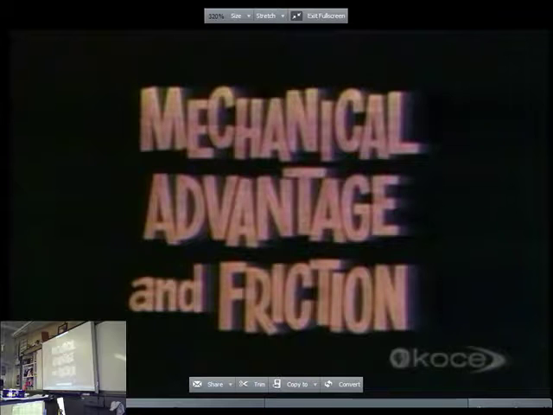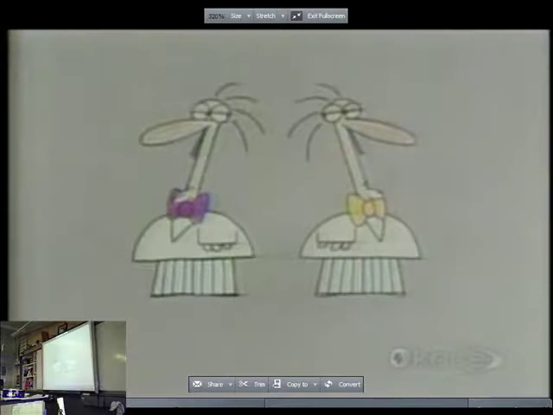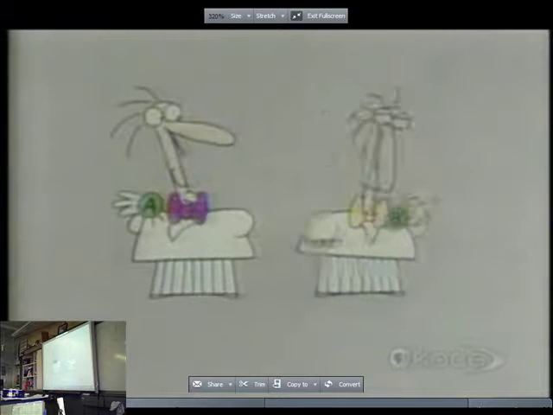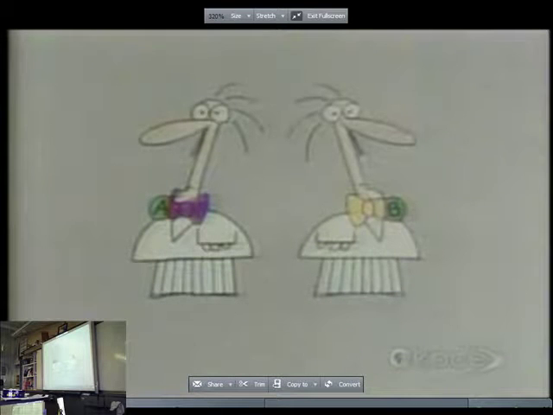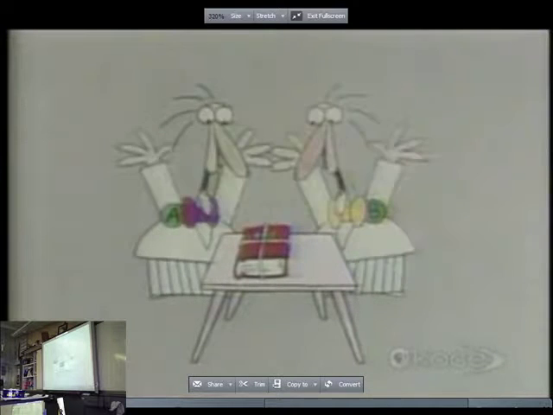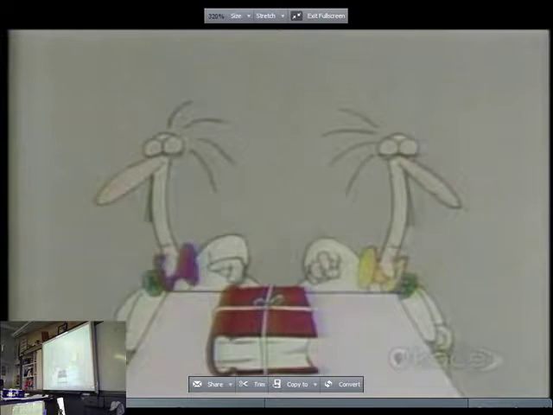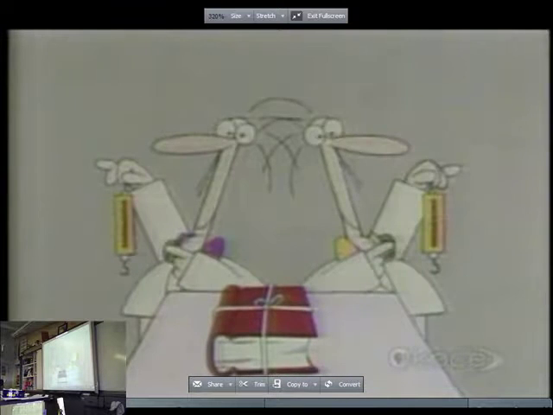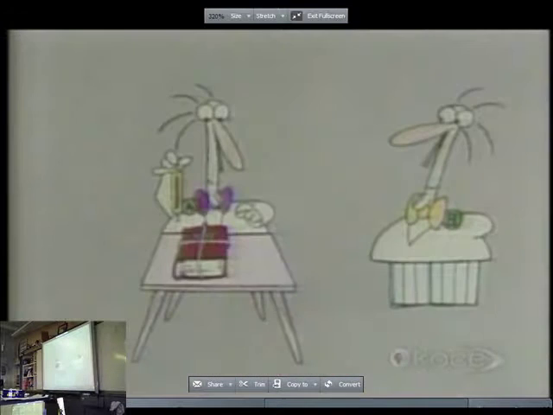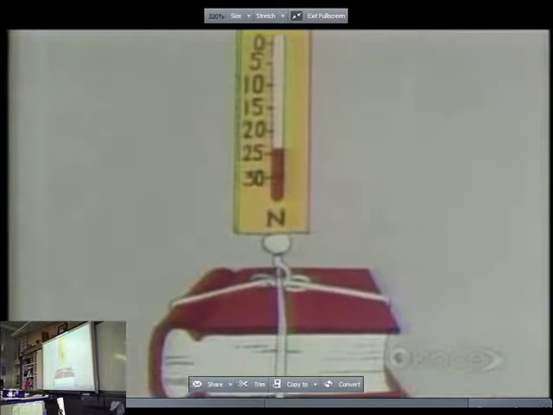And now, mechanical advantage and friction. Here are two scientists, Professor A and Professor B. They are both equally strong. And here is a very heavy book about science. We are now going to perform a scientific experiment. We are going to find out which of the two professors can lift the book with the lesser amount of force. First, Professor A.